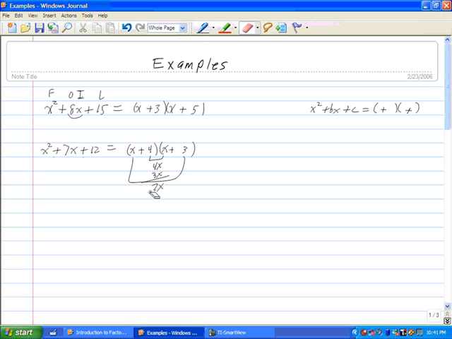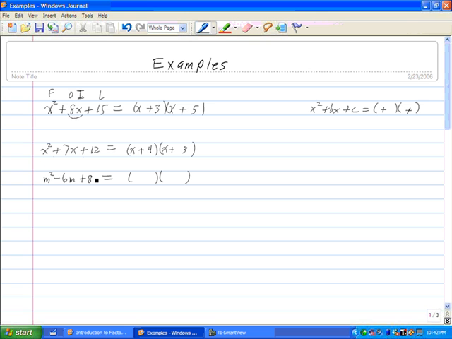Alright, so let's try another example with different sign patterns. Let's try m squared minus 6m plus 8. Here we have another different sign pattern. So we're going to factor this again as a binomial.